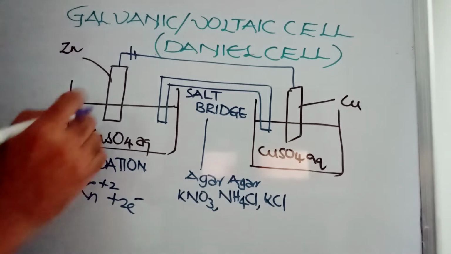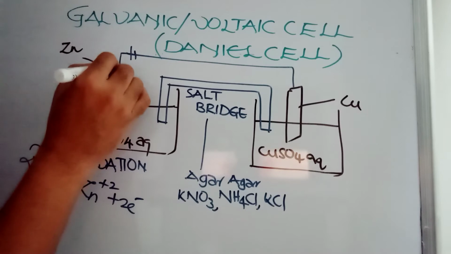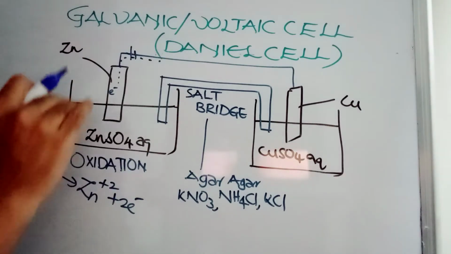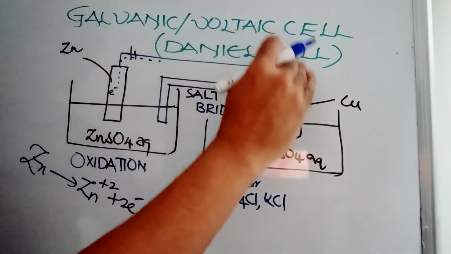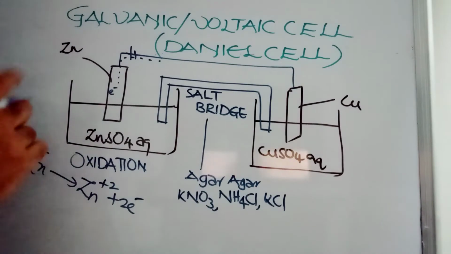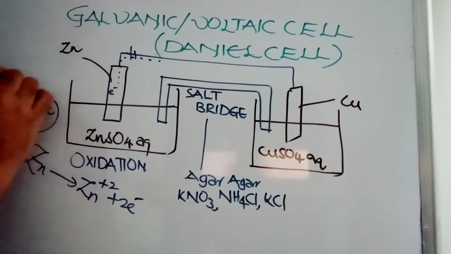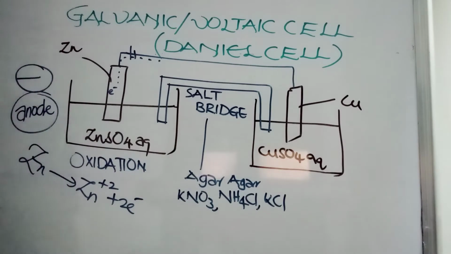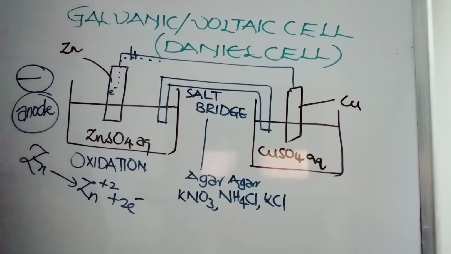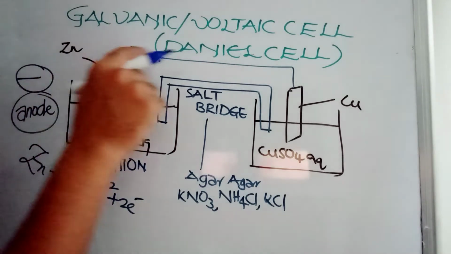Whatever electrons zinc is losing, all those electrons are traveling from here. So electrons are moving from zinc to copper. Zinc is the anode where oxidation is taking place, but this anode is given a negative sign because here electrons are released by the zinc, so electron density is more. Anode is generally positive, but here the anode is negative. That is the speciality.